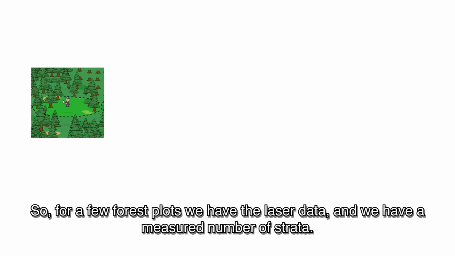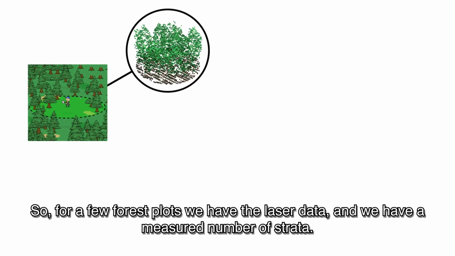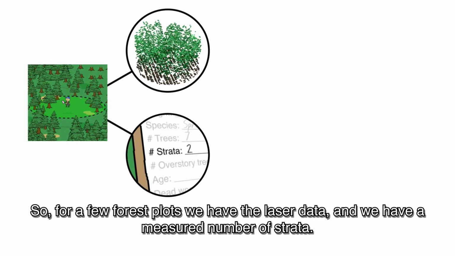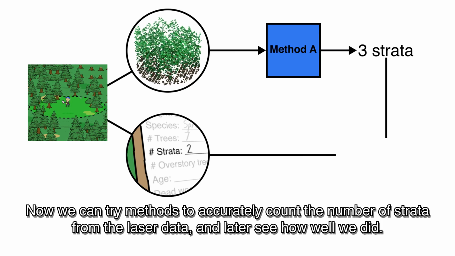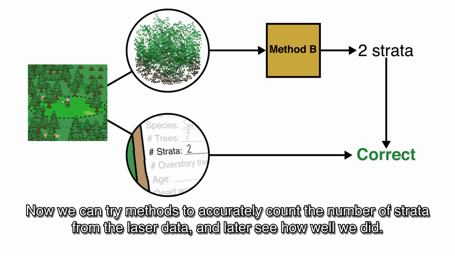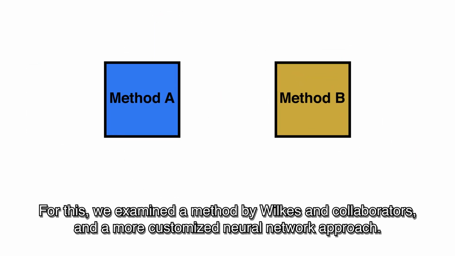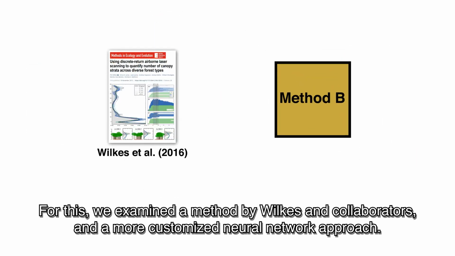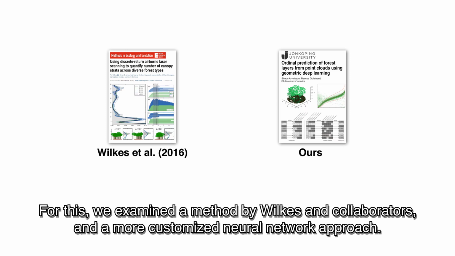So, for a few forest plots, we have the laser data and we have a measured number of strata. Now we can try methods to accurately count the number of strata from the laser data and later see how well we did. For this, we examined a method by Wilkes and collaborators and a more custom neural network approach.